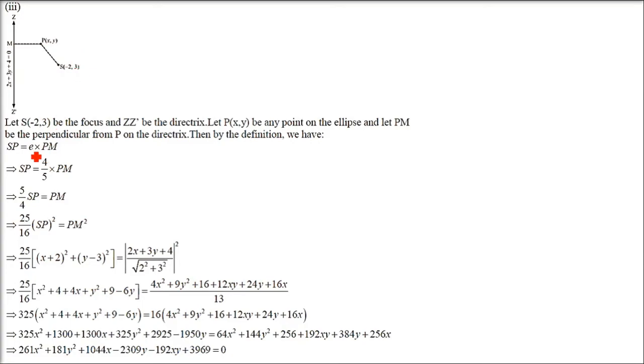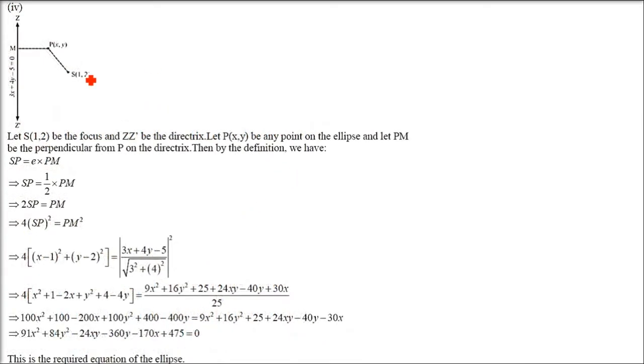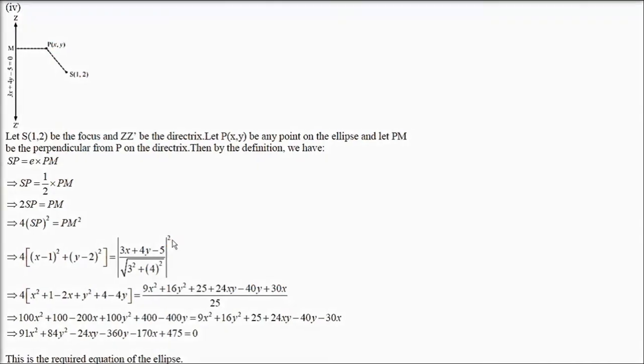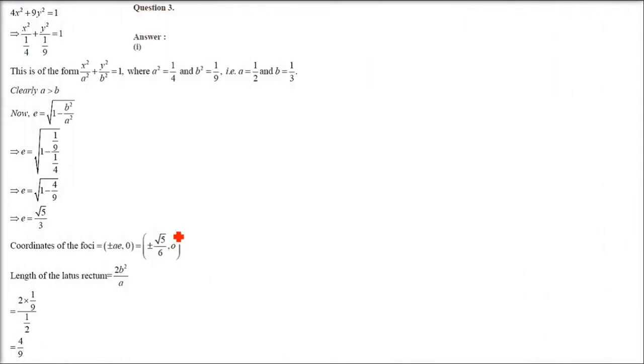Same thing here, third part, exactly the same. So the same thing you have to do here. That is, you have to take the distance of P from S and the distance of P from M. The actual activity will start from this point, because now you know SP equals e PM. But when you expand the equation and then combine the terms, that is the actual work you are going to put in.